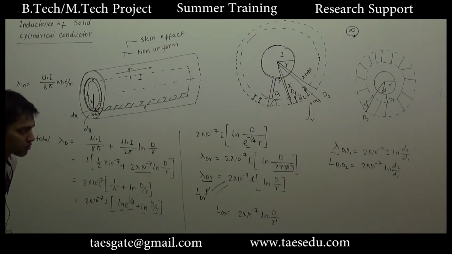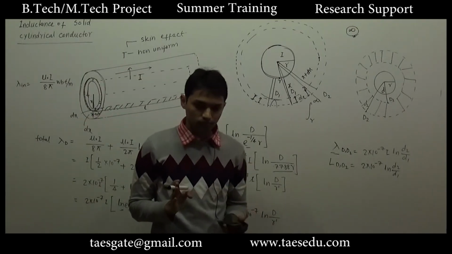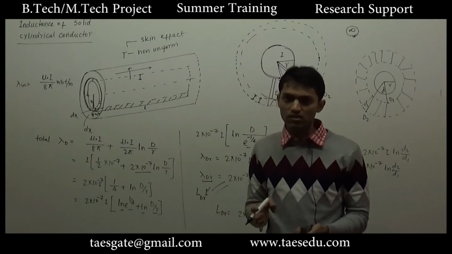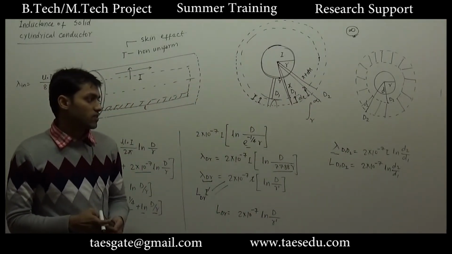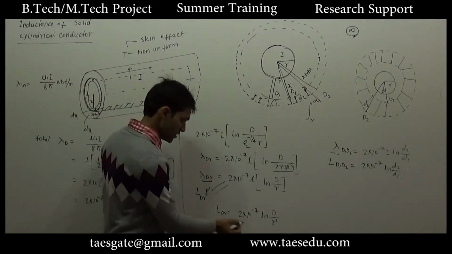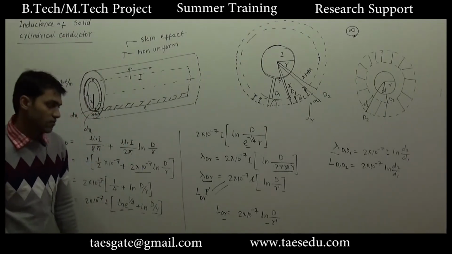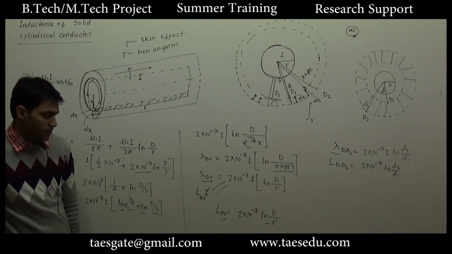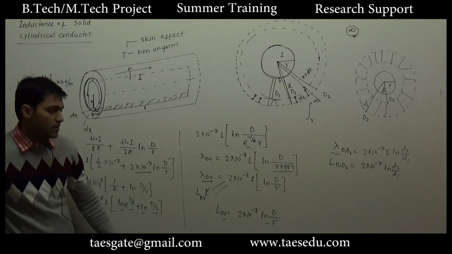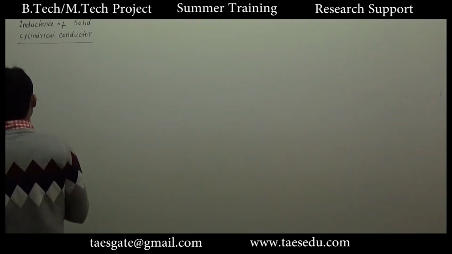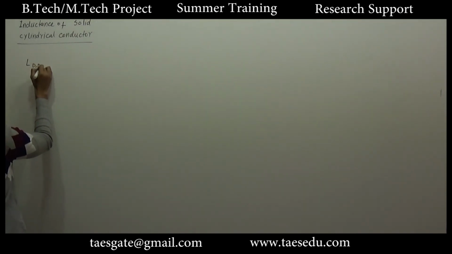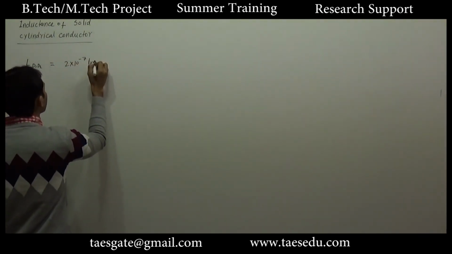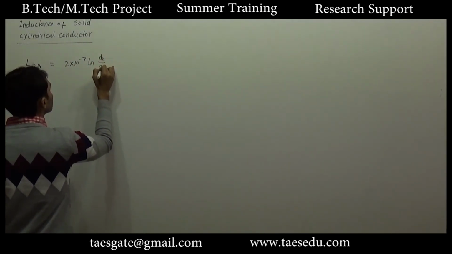Although when we will have two conductors, we will have to see the effect of the total flux linked by the second conductor to the first. We will be interested in calculating the total flux, and in that case also this result will be useful. Although this result does not give the total flux, yet while analyzing the effect of one conductor over another, this result will be useful. We will see it later. We have L d1 d2, or simply L12. This is equal to 2 into 10 to power minus 7 ln d2 by d1.